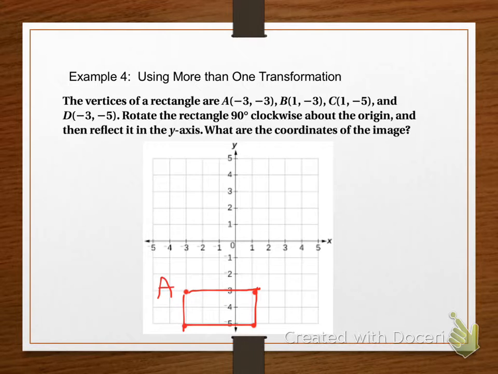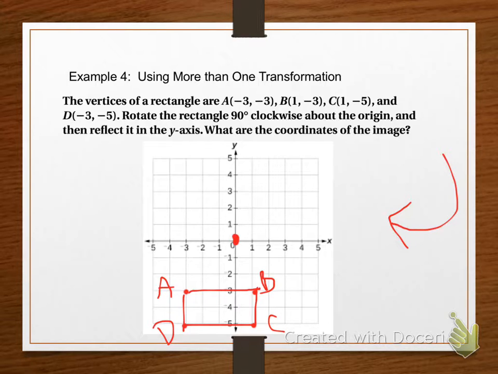This is A, B, C, and D. And it's telling us to rotate the rectangle 90 degrees clockwise. Remember, clockwise is this way, about the origin. So again, about the origin. Then we're going to reflect it on the y-axis. So first I'm going to start off, it tells me to do the rotation first. So you've got to think and visualize this.